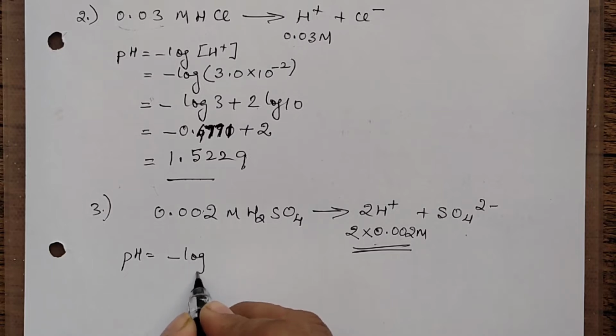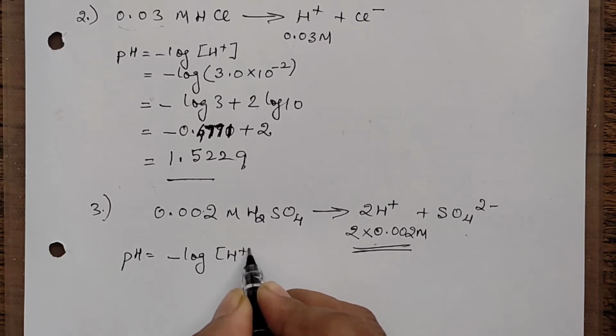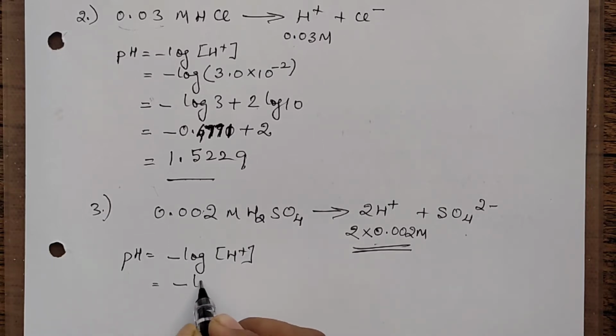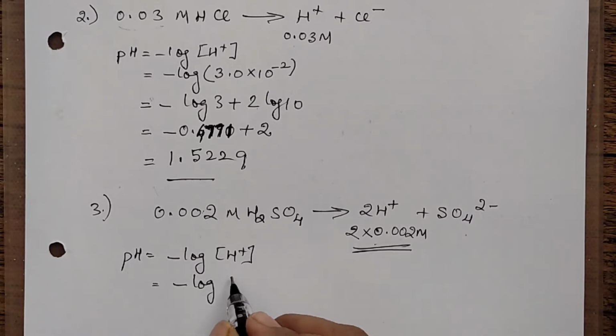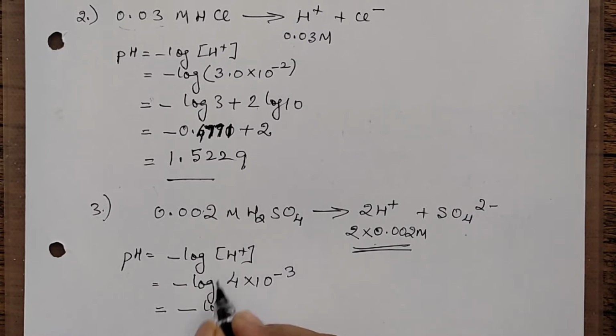pH is equal to minus log of H plus concentration. So we'll use it as log. This number we will write in the scientific notation as 4 into 10 to the power minus 3. It is 0.004. Okay, so now we will write down this log. Open the bracket first. This is for the whole thing. So it will be minus log 4, and this minus and minus will become plus 3 log 10.